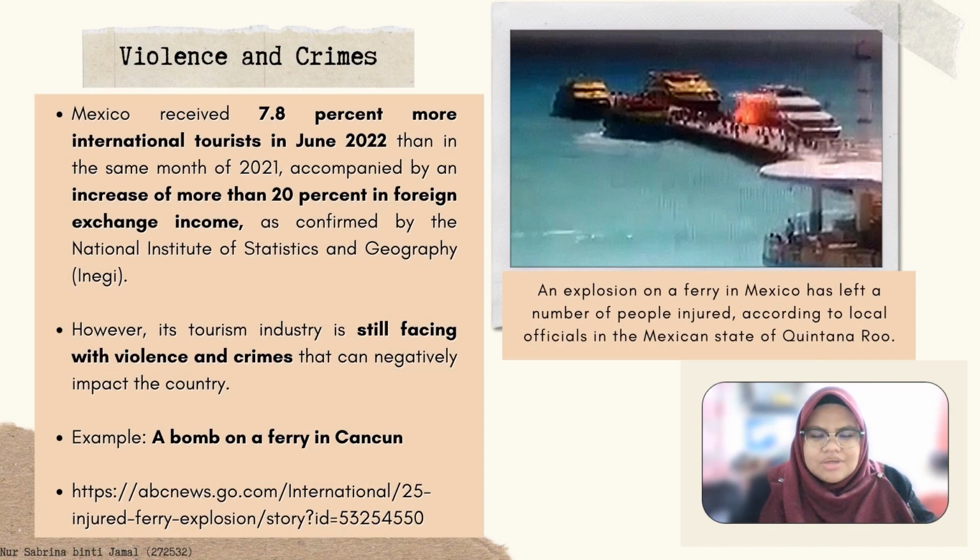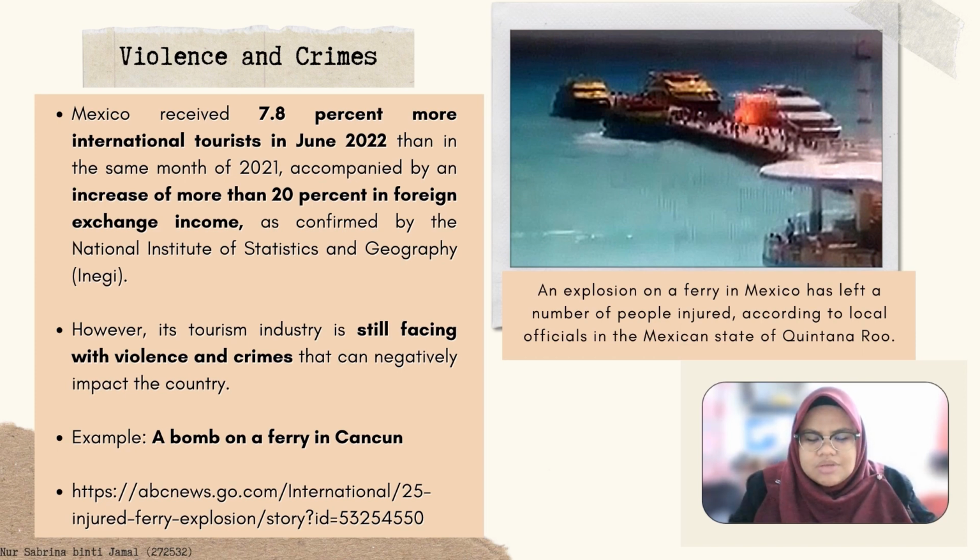Violence and crimes. Mexico's tourism industry is booming. Mexico received 7.8% more international tourists in June 2022 than in the same month of 2021, accompanied by an increase of more than 20% in foreign exchange income, as confirmed by the National Institute of Statistics and Geography.